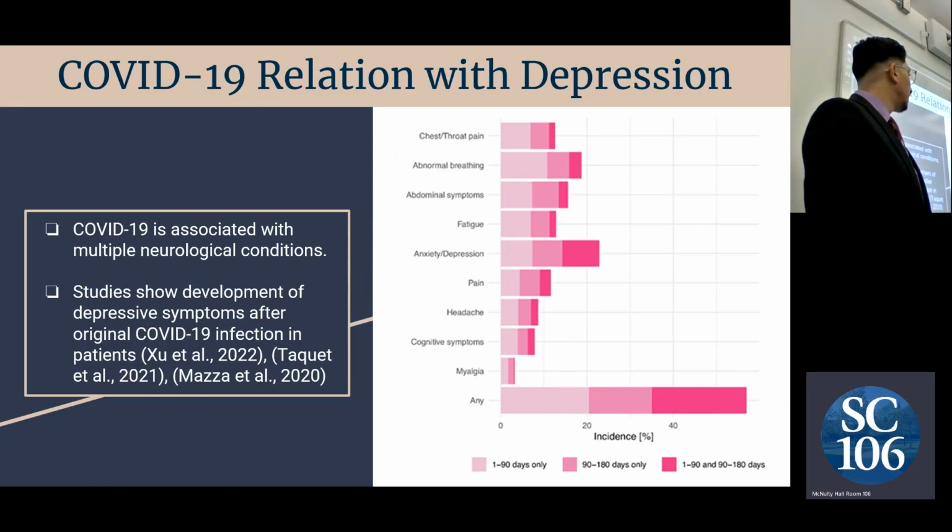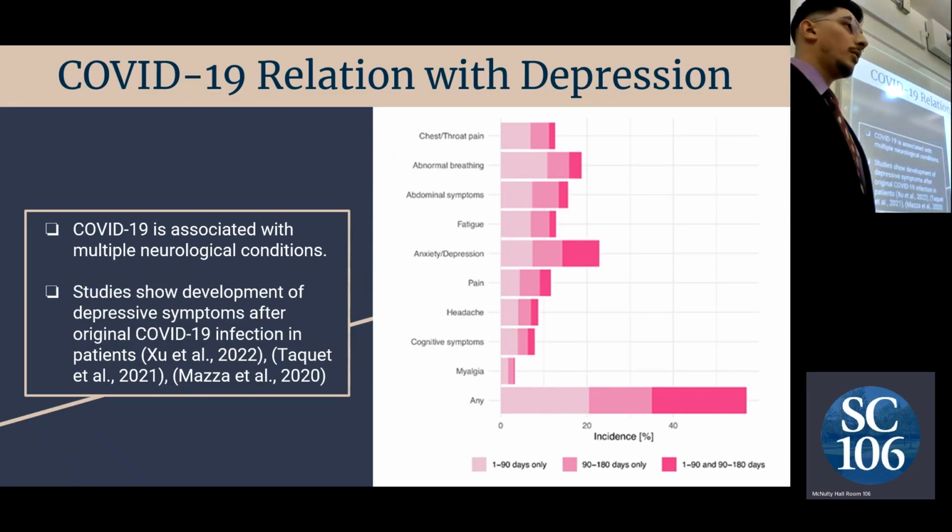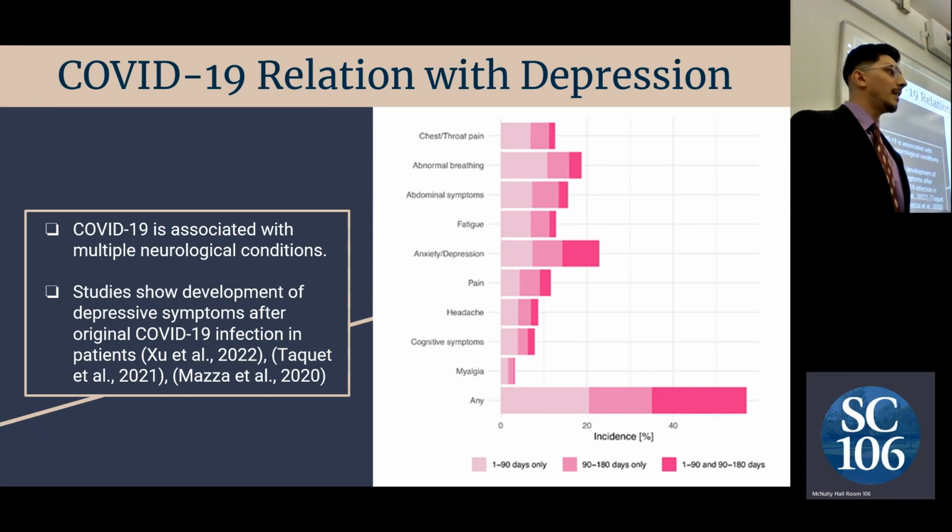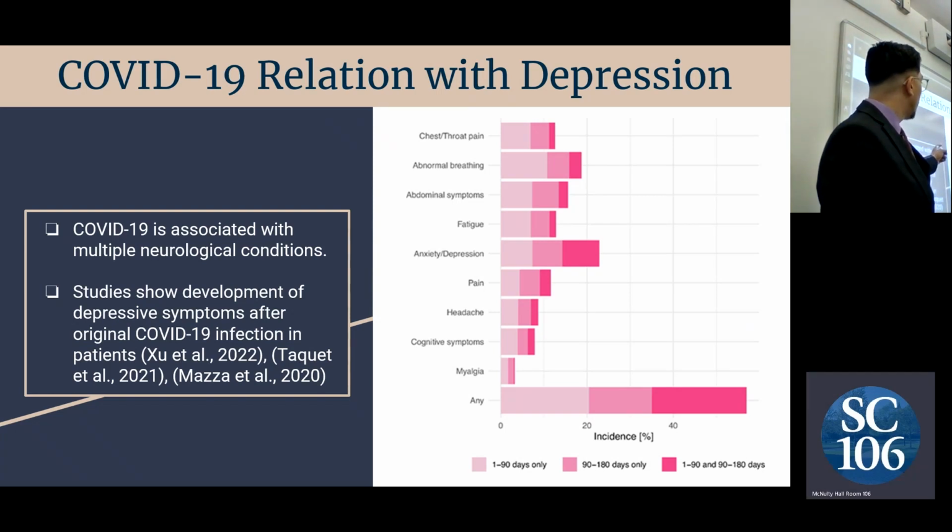So how is COVID-19 related to depression? Well, there have been multiple studies showing the correlation between COVID-19 and multiple neurological conditions. In fact, studies show development of depressive symptoms after the original COVID-19 infection in patients treated as inpatients. The figure on the right is taken from Paquette et al.'s paper, and in 2021, they did a hospital study on inpatients treated from the COVID-19 infection. They list the symptoms that these patients show, and of note, anxiety and depression are there.